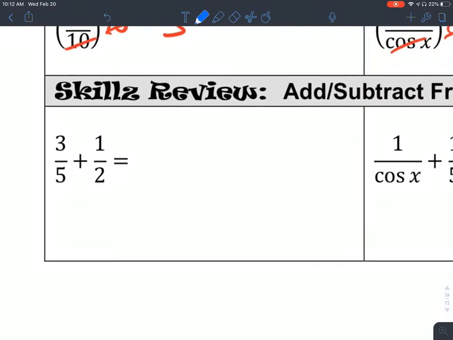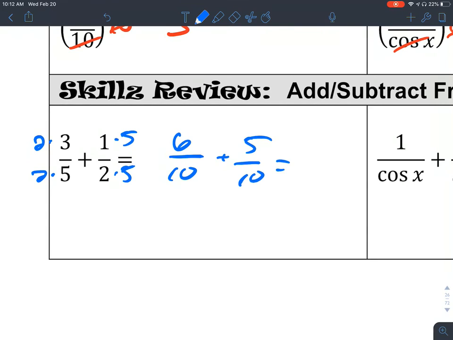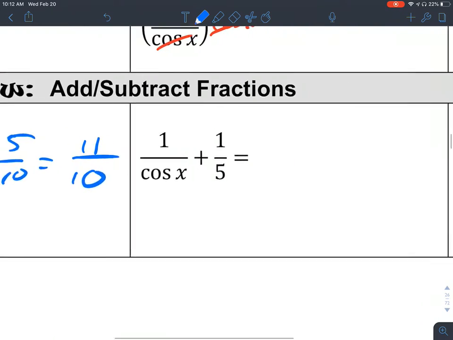How do you add and subtract fractions? We need common denominators. I'm going to multiply this by 1 in the form of 2 over 2, and this one by 1 in the form of 5 over 5. That's going to give us 6/10 plus 5/10. Once you have common denominators, add the numerators, leave the bottoms the same.